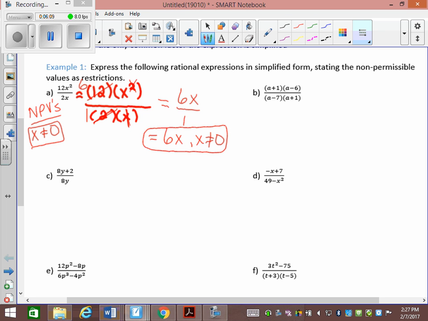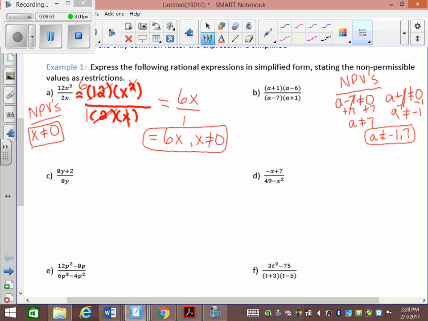People oversimplify. Anyways, we can't cross off the A plus 1s yet. Why? We have to state NPVs. If we cross off this A plus 1, we're going to be missing an NPV. So we have to state NPVs first. Our NPVs are A minus 7 can't equal 0, and A plus 1 can't equal 0, and then we have to solve them. Add the 7: A can't equal 7. Subtract the 1: A can't equal negative 1. So our NPVs are A can't equal negative 1 or 7.